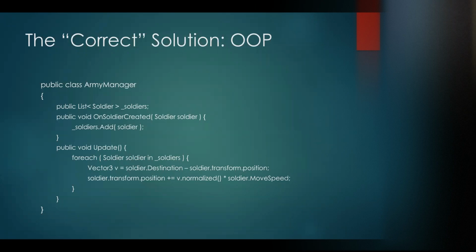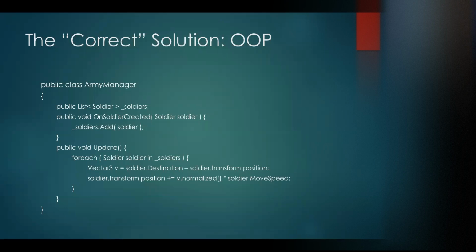And as you guys can see, it's pretty simple. When a soldier is created by the game, they just let us know about it, kind of like a notification or an observer pattern. We store it in a list of soldiers, and then we have an update function. This could be a manual behavior or not, it doesn't really matter at this point.